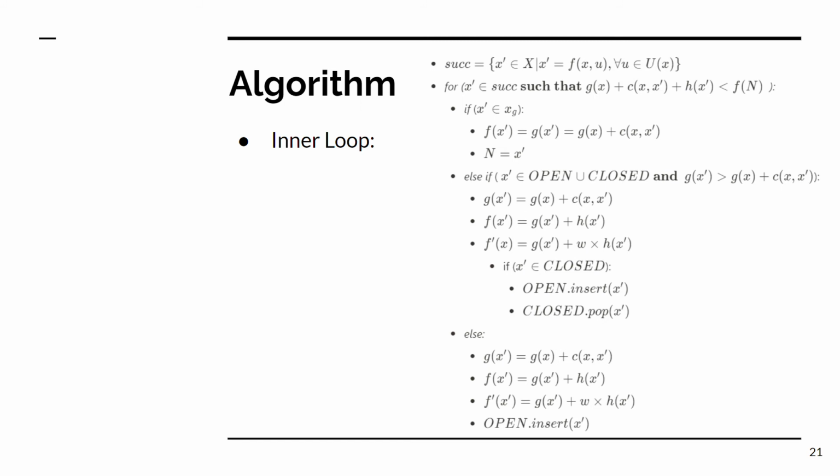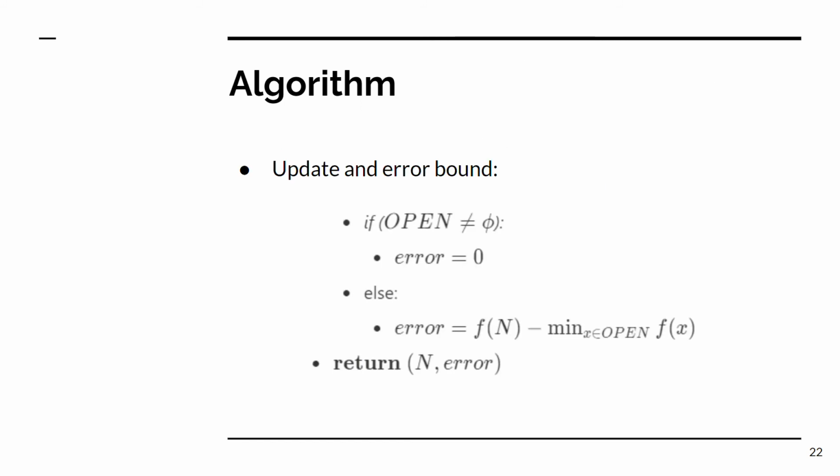And if a completely new node is found, a procedure similar to A star of updating the cost function, and the two different f functions are performed, and the node is placed into the open list. Finally, if the interrupt has been called or the search finishes, we return the goal node along with a given error value. This error value is the measure of the suboptimality of the solution.